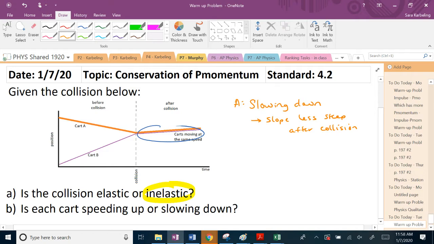And my bonus question for you, because there's always one of those, right? Does the cart continue in the same direction or does it turn around after the collision for cart A? Raise your hand if you think the same direction. Raise your hand if you think turn around. I see more hands for turn around. Why are we saying turn around? Why do you say turn around?